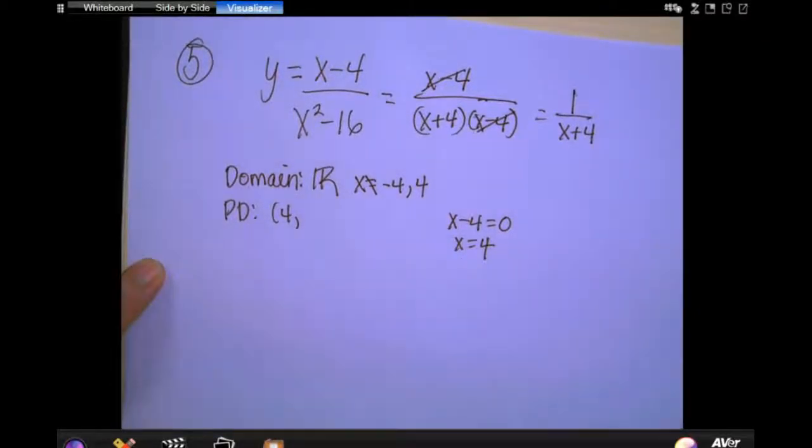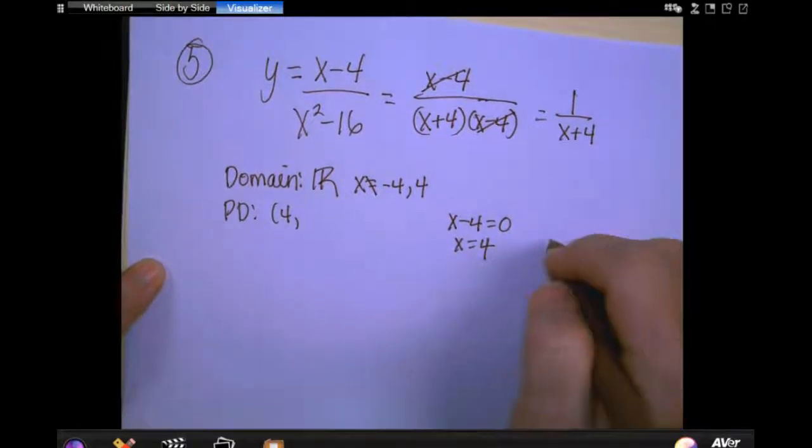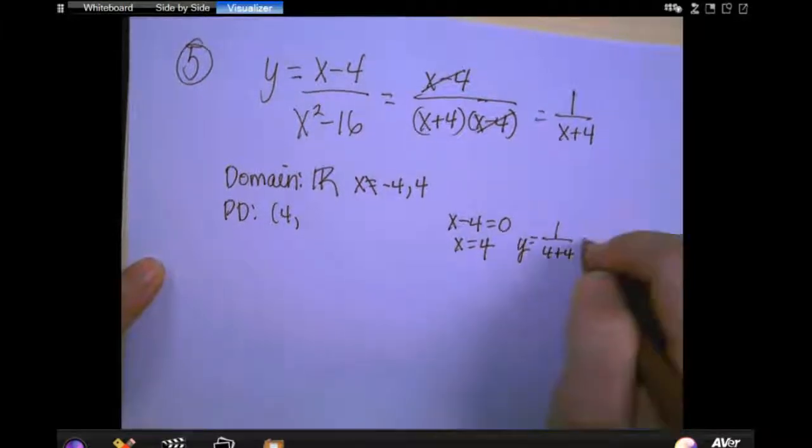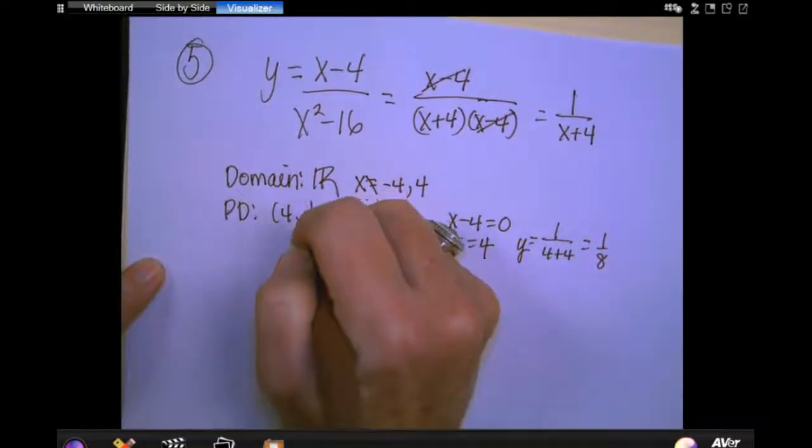So how do I find the y value of my point of discontinuity? Right? So I'm going to take 1 over 4 plus 4. That's going to give me my y value, which is 1/8.